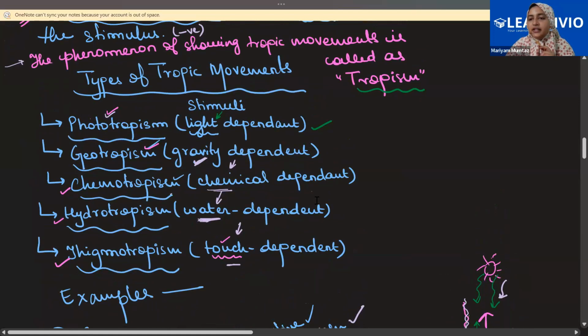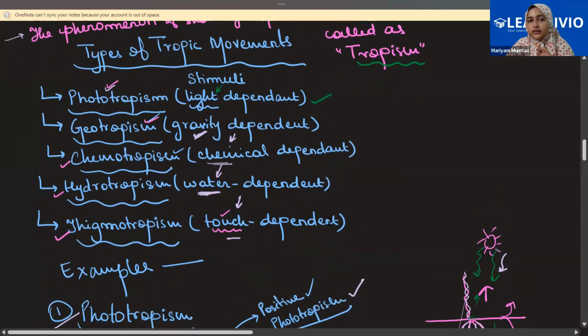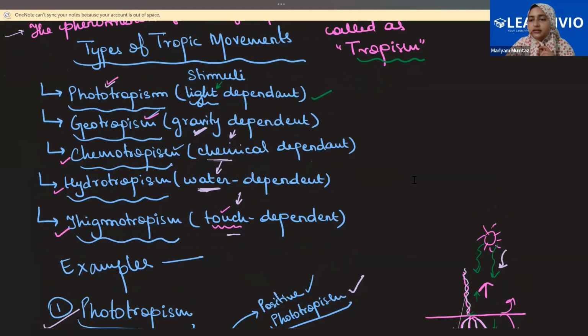Harshit, you tell me what you have written. What is the last thing you've written in your notebook? See, look at your notebook and tell me. All right, now talking about the different types of tropic movements. You have not written anything, Harshit? Yes or no? No, ma'am. Actually, I was absent in this.